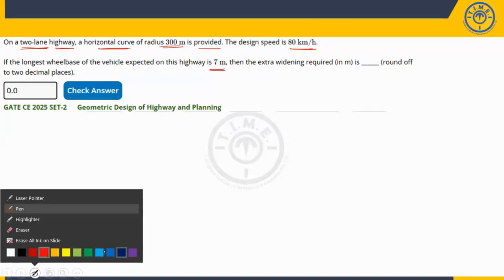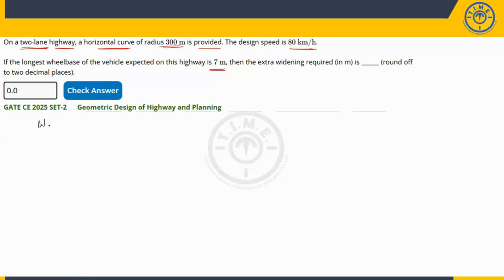Listen, extra widening, the questions are very common on it. We generally provide extra width of the road at the curve for 2 reasons. One is for mechanical reasons due to off tracking. One is for psychological reasons for comfort purpose. Mechanical extra widening is given by the formula nL² by 2R. Psychological extra widening is given by the formula V by 9.5√R, where V is the speed in kilometer per hour. This is an empirical formula.